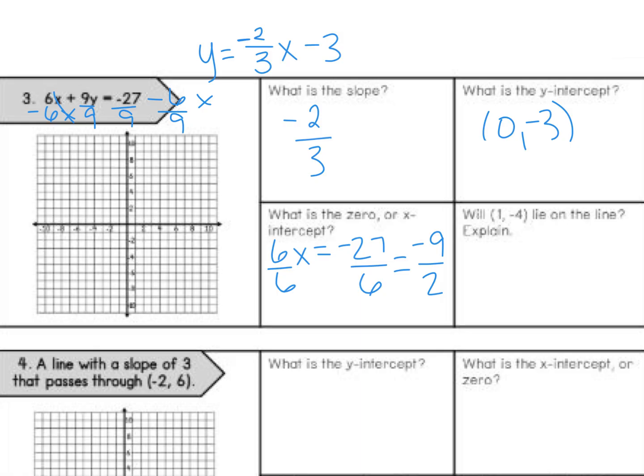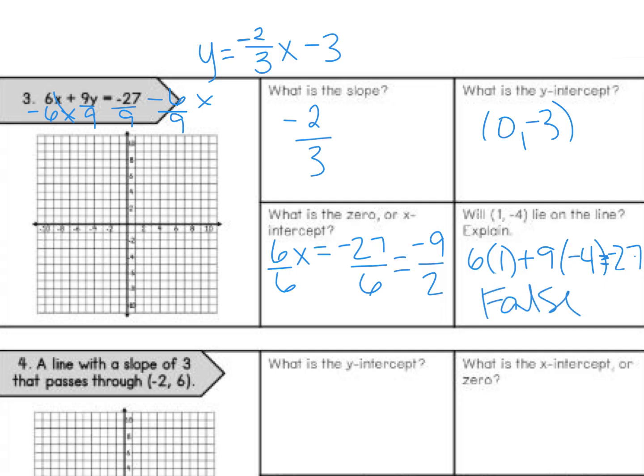Okay. Will 1, -4 be on the line? Well, let's plug it in. 6 times 1 plus 9 times -4, is that -27? So this is false. So is this on the line? No.